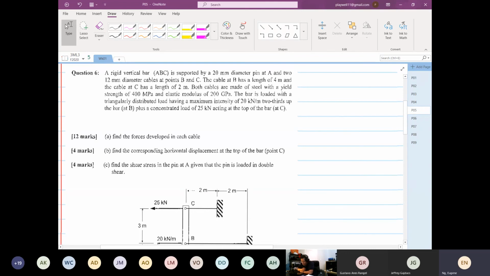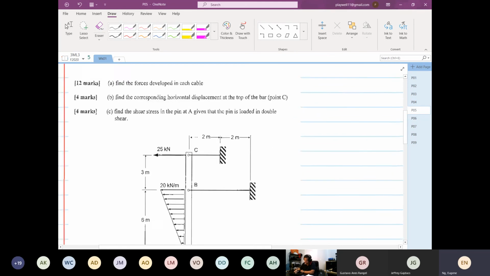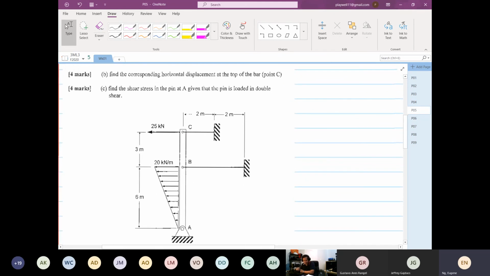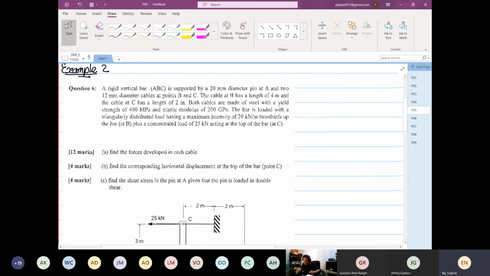Right. Question number 6 now. This is a question given in a PO exam. In a PO exam, you will see a structure like this. All of a sudden you see things like this and you think, what is this now? It's known as a gradient distributed load. I'll teach you how to do this. There's nothing to fear. It's all math. Now let's look at this problem.